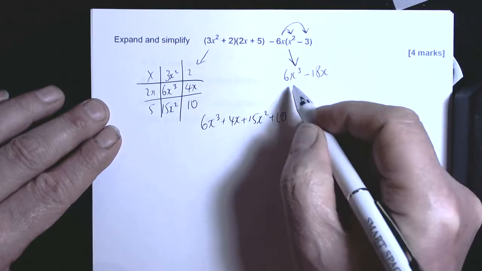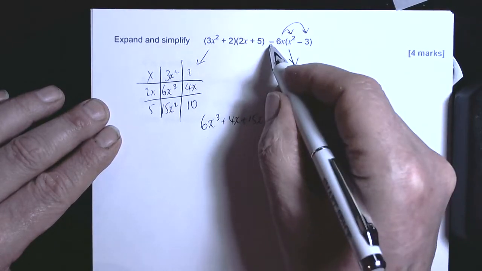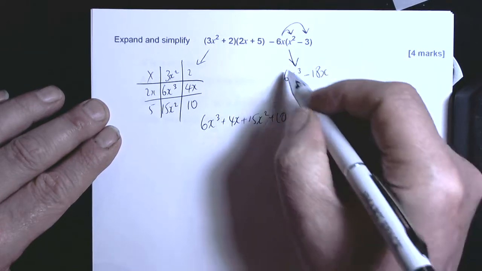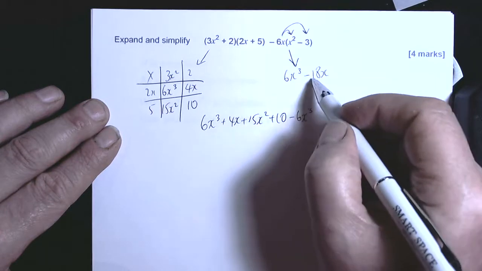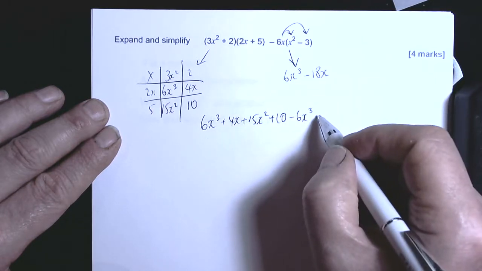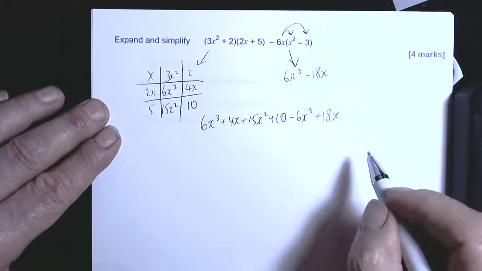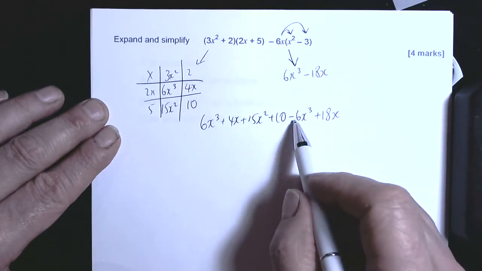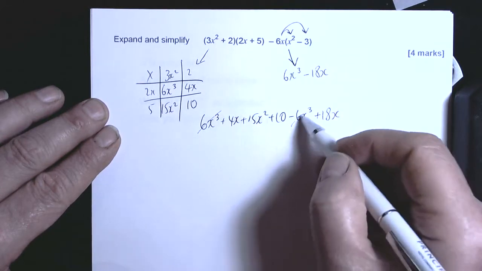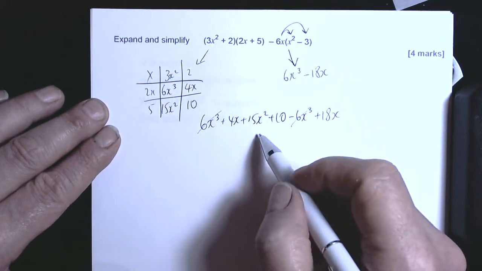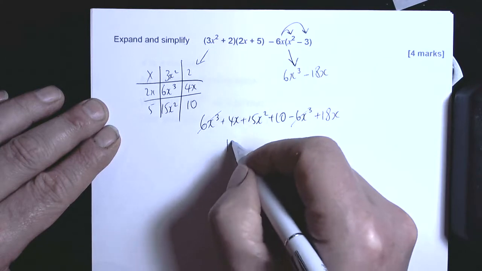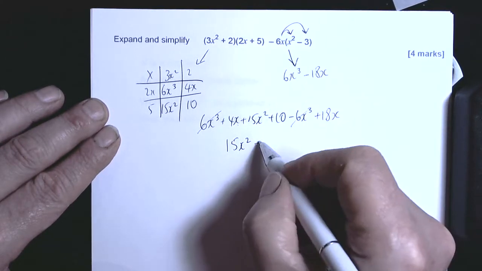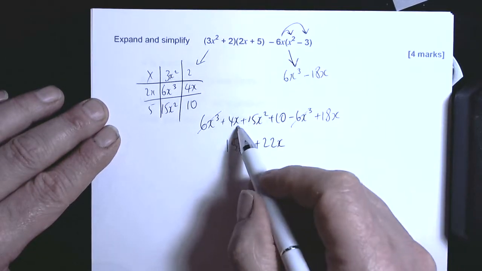Bring all this together, and so we end up with 6x cubed plus 4x plus 15x squared plus 10. And then from this one we're taking away, we've got to be really careful here, this is a take away this, so we're going to take away 6x cubed, and then we've got to take away negative 18x, that becomes plus 18x. And then we bring all together like terms, so 6x cubed take away 6x cubed means they cancel each other out to 0. And then we've got 15x squared, and then we've got 4x plus 18x, so 22x, and then we've got 10.